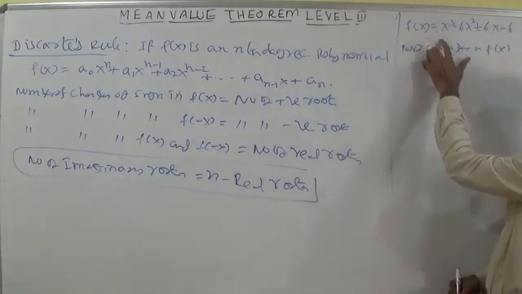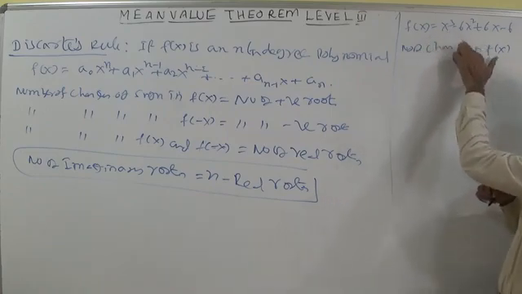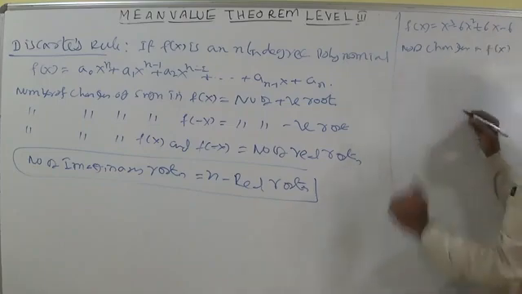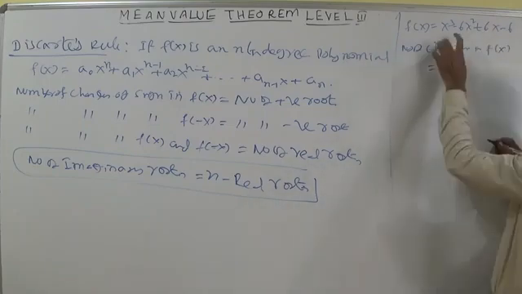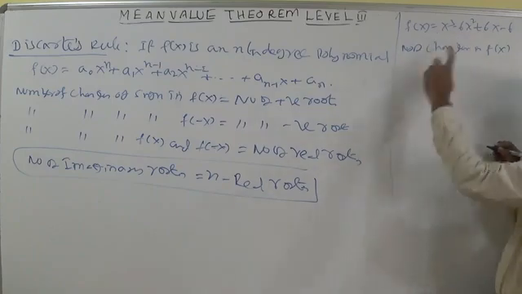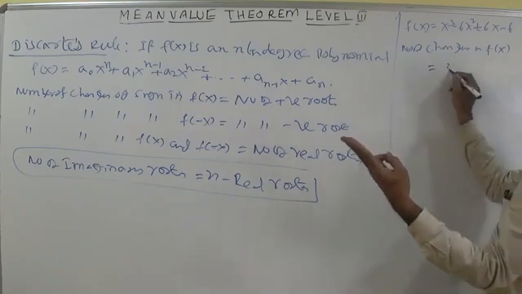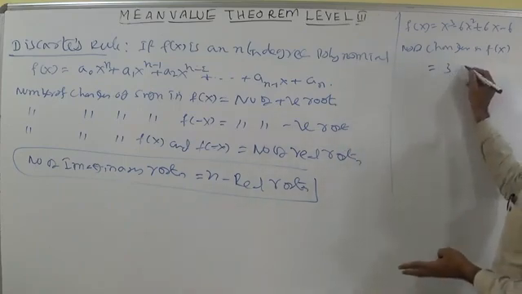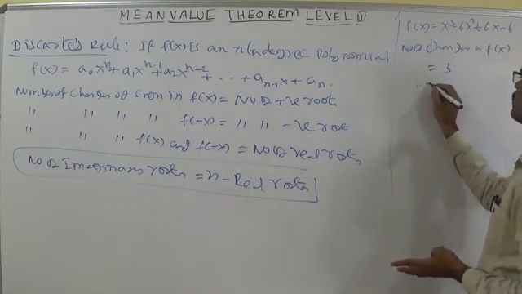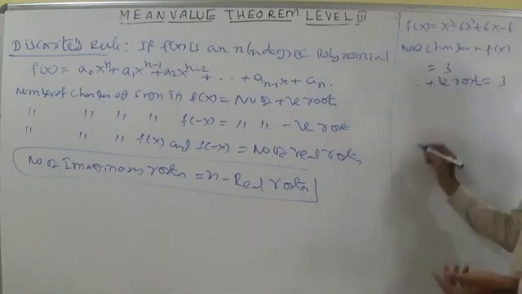That plus became a minus in the next term, and the minus became a plus, and the plus became a minus. Total how many changes are there? This is 1, this is 1, this is 1. Plus to minus is a change, minus to plus is a change, again plus to minus is a change. So the number of changes in f of x is equal to 3. Therefore, the number of positive roots is 3.